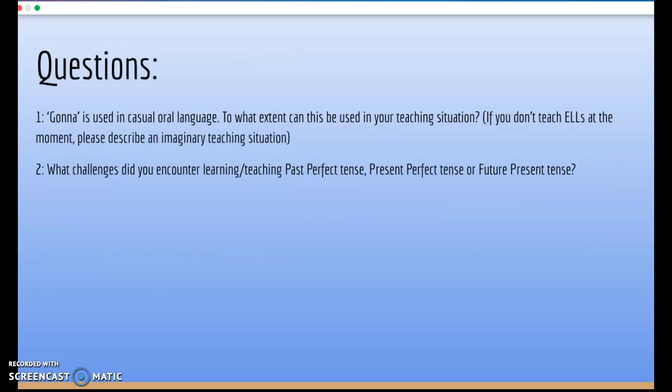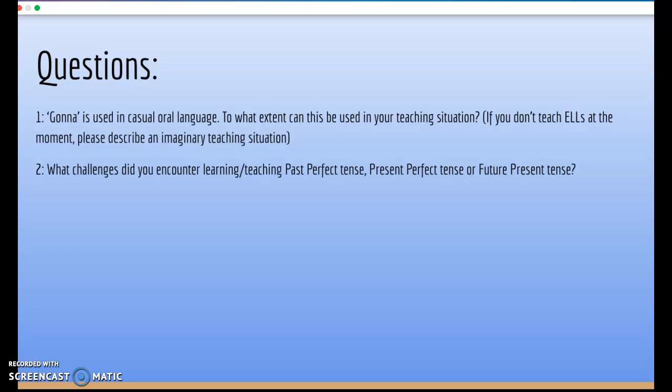And now for the questions. This relates to question 15. Gonna is used in casual oral language. To what extent can this be used in your teaching situation? And if you don't teach ELs at the moment, please describe an imaginary teaching situation.